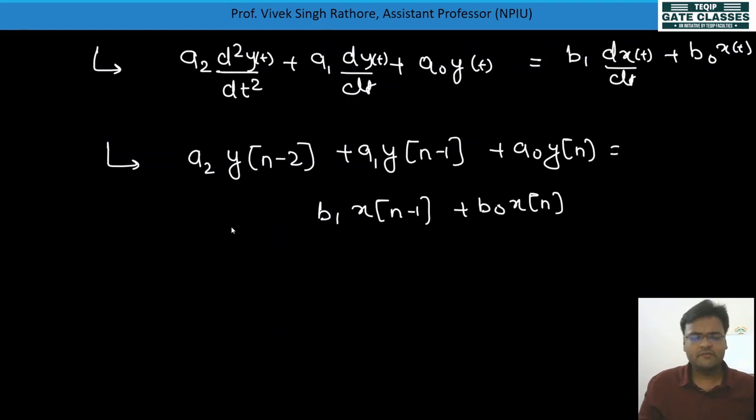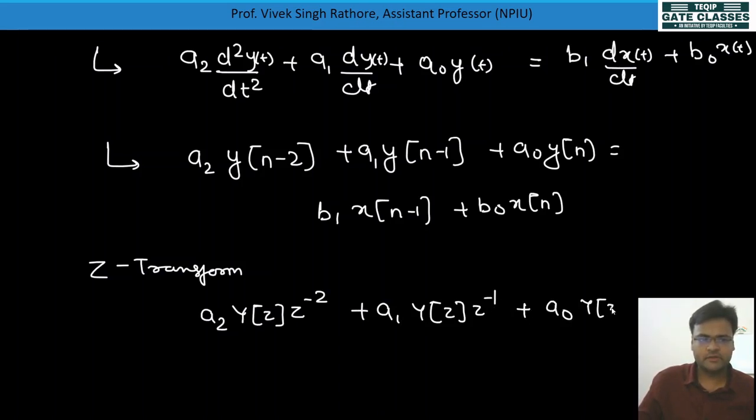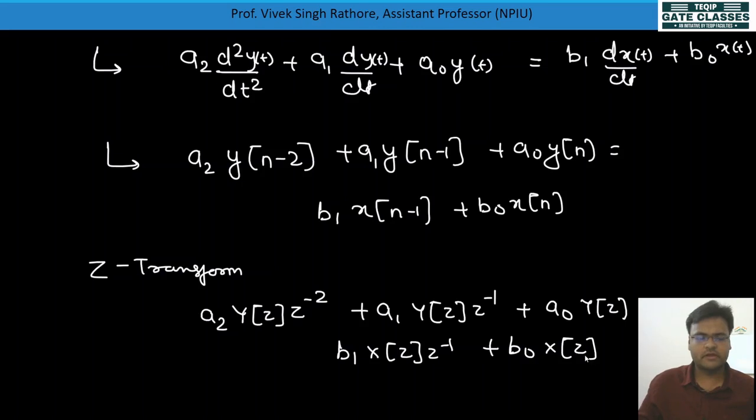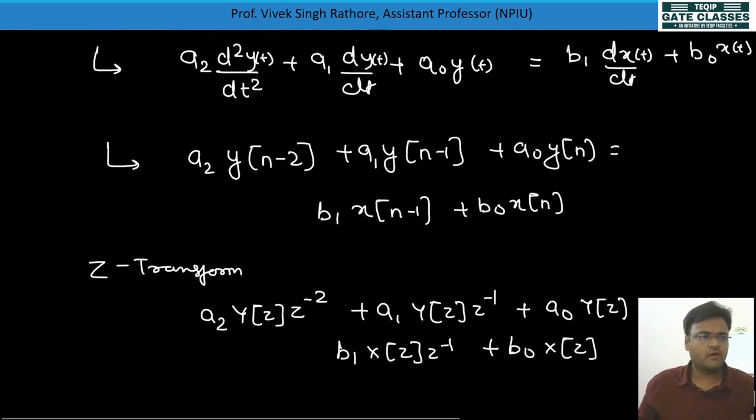Now if we take the Z transform of it, what do we get? We can apply the time shifting property, which we have seen in the last lecture. a2 Y(z) z to the power minus 2 plus a1 Y(z) z to the power minus 1 plus a0 Y(z), equal to b1 X(z) z to the power minus 1 plus b0 X(z). This is the Z transform of this difference equation.